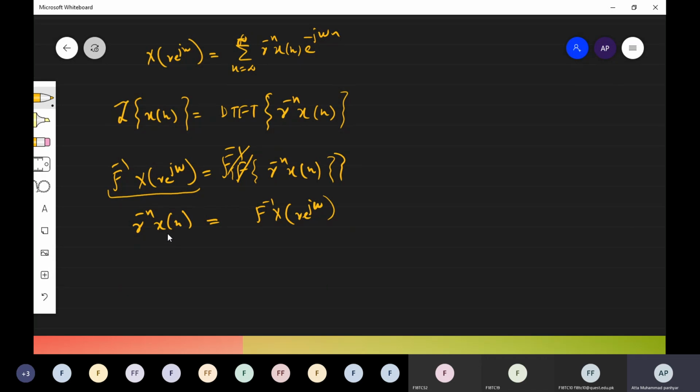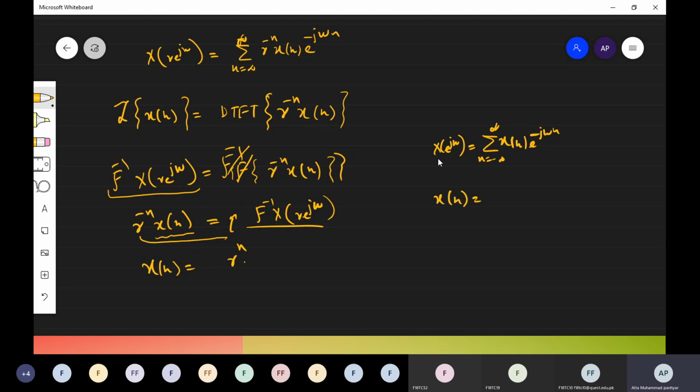Now we wish to compute the time domain only, so x of n must be equal to r to the power positive n, because when this goes in division and you bring it to the numerator, its power should be negative. So it is already negative, and negative times negative is positive. And if you know the formula for the Fourier transform, x of e to the power j omega is equal to the sum over n from minus infinity to infinity of x of n e to the power minus j omega n.